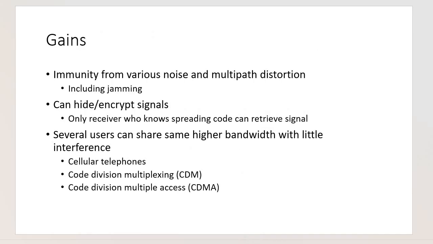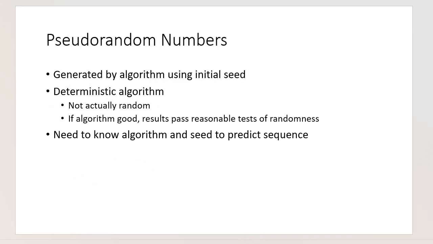Next, spread spectrum provides gains such as immunity to noise, multipath distortion, and jamming, signal hiding and encryption. Only authorized receivers with the correct code can decode, and it supports multiple users using CDM and CDMA. Pseudo-random numbers are generated using algorithms and an initial seed. They are deterministic but appear random. Knowledge of the algorithm and seed is required to predict the sequence, which adds security to spread spectrum systems.